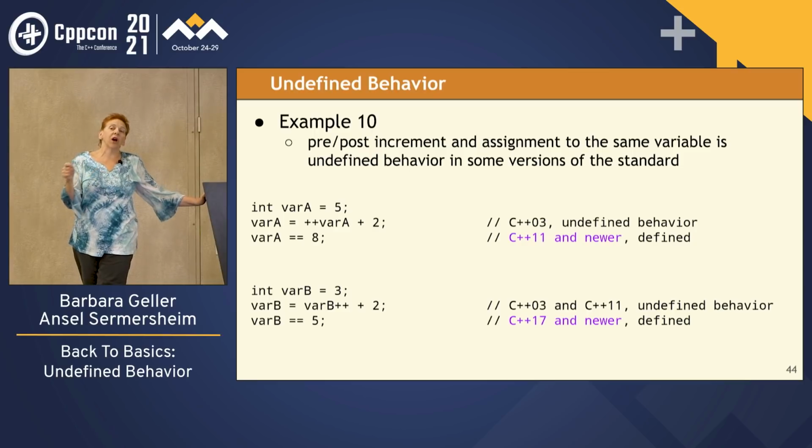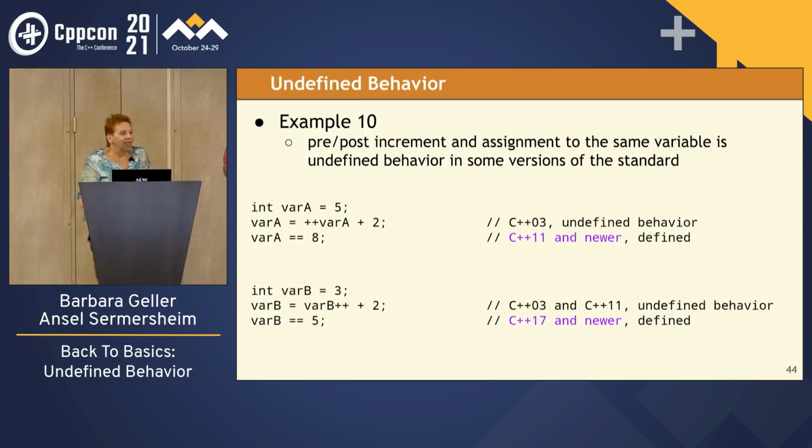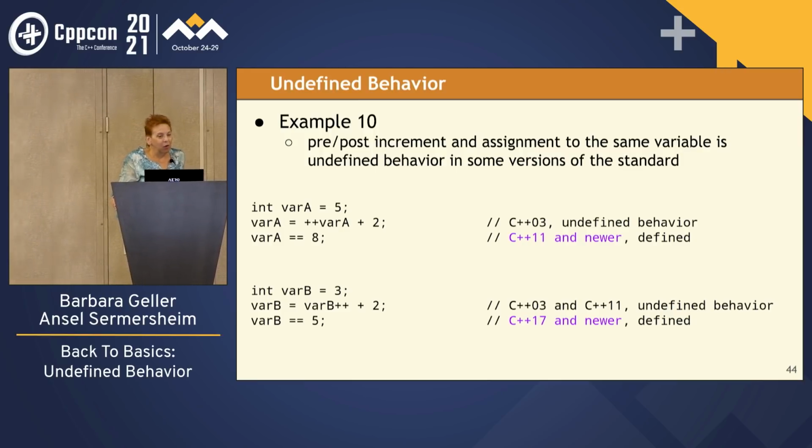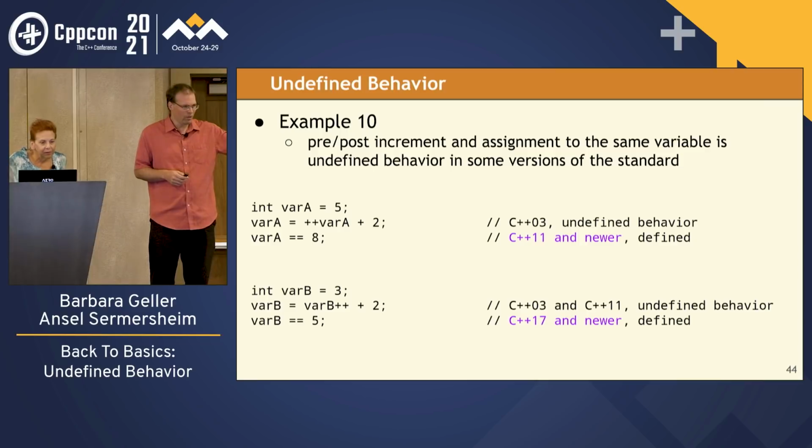So the sequencing we're talking about is not based on arithmetic, and that is a really good question. Just to clarify, after 17, is var b 5 or 6? Var b, in 17, var b is 5. So it's throwing out the post increment. So the post increment occurs before the assignment. So 3 plus 1 is 4 plus 2 is 6. 3 plus 2 is 5.